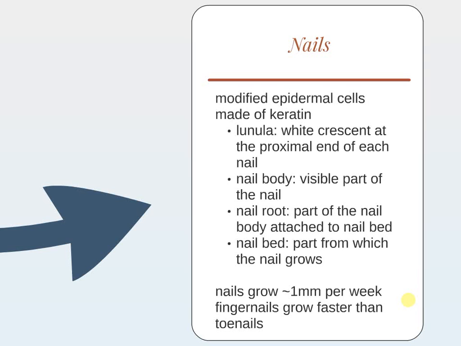Your nails grow approximately 1 millimeter per week, but your fingernails do grow faster than your toenails, which you've probably noticed just throughout your life as you've clipped your nails, or if you get manicures or pedicures. Typically the toenails will grow slower than the fingernails.